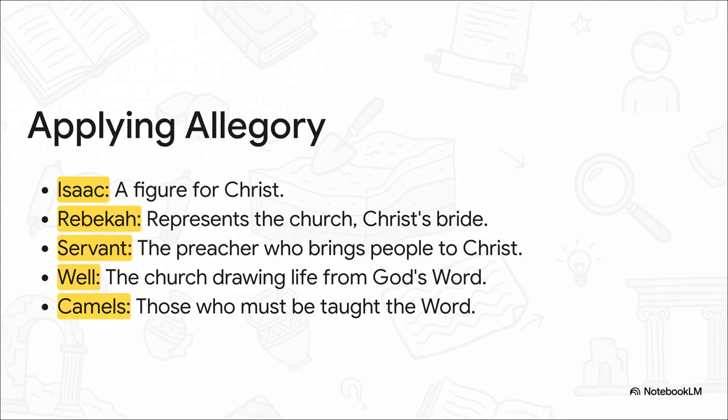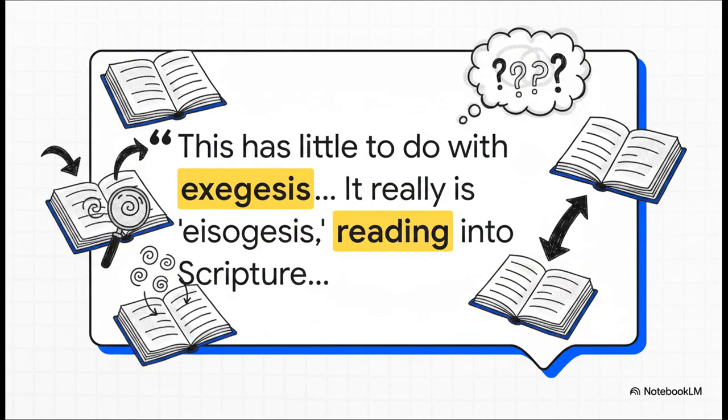Okay, let's make this real. Take the story from Genesis 24, where Abraham's servant finds a wife for Isaac. If you read this allegorically, the characters just transform. Suddenly, Isaac isn't just Isaac, he's a figure for Christ. Rebecca? She's the church. The servant is the preacher. And get this, even the camels get a symbolic job. They represent people who need to be taught. But you see the problem here, right?